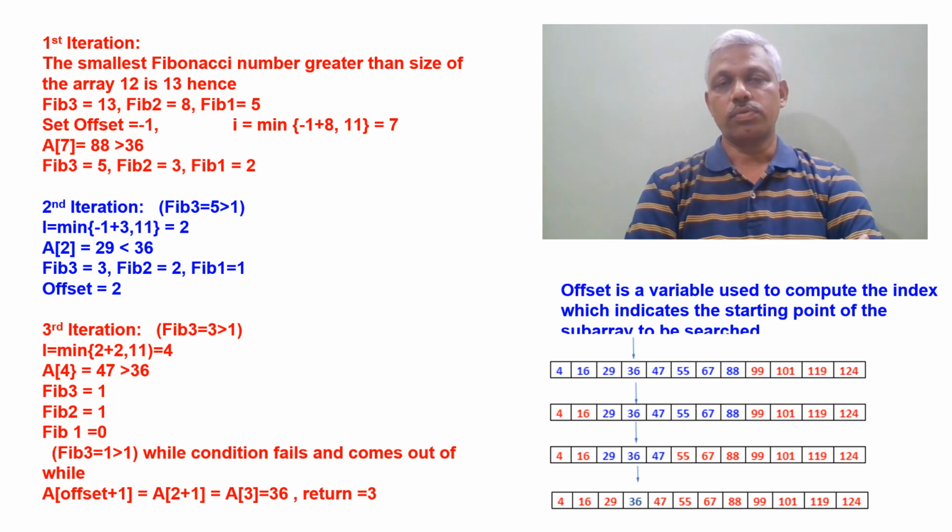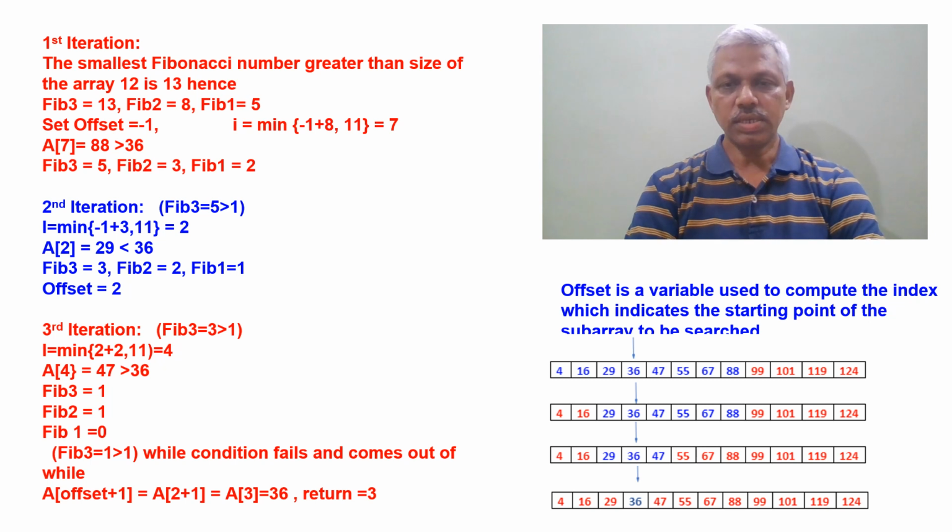So the offset is now changed to I. The new offset is 2 in this case. In the third iteration, again Fib3 is 3, which is greater than 1. So it goes into the while loop, and I is recalculated as minimum of offset plus Fib2, which is 2 plus 2, and 11, which is 4, and the new split point is 4 now. A of 4 is 47, which is greater than 36. So 36 is to the left of 47.